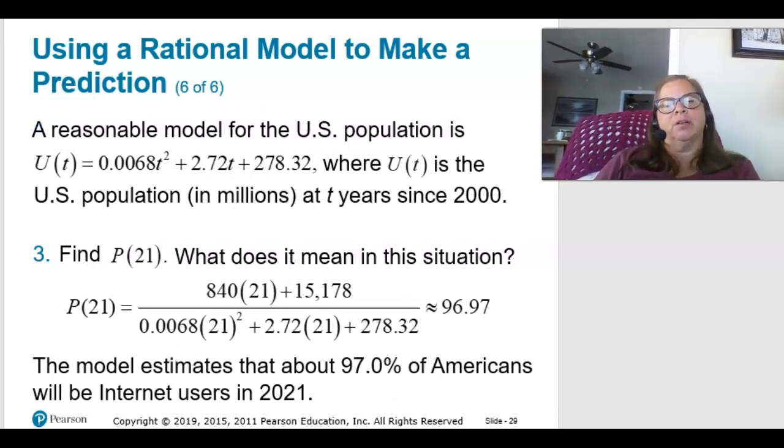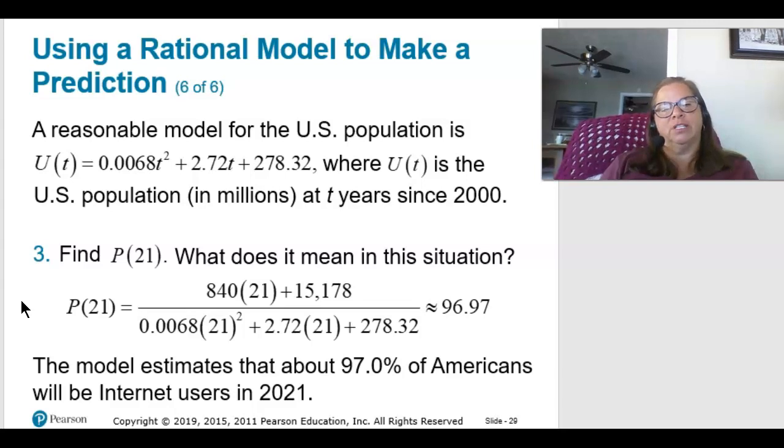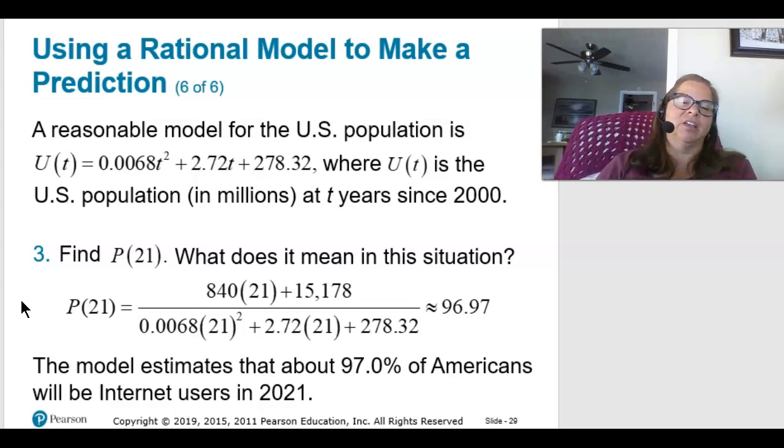So a reasonable model would be for the U.S. population, and t is since year 2000. What would happen if we looked at the year 2021? If we look at the year 2021 and we substitute 21 in for t, we find that 96.9% of Americans will be internet users next year.